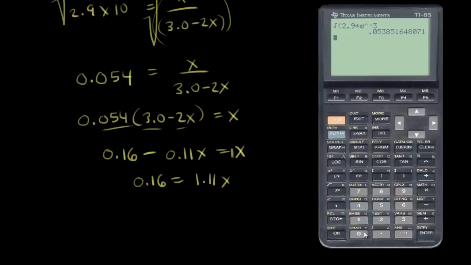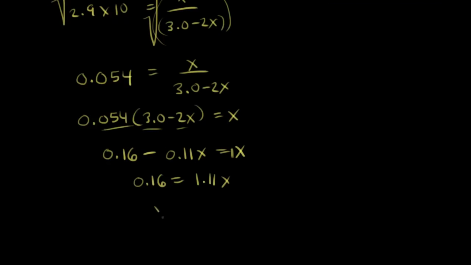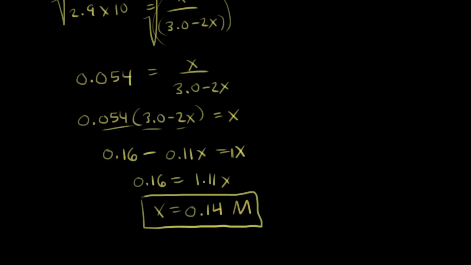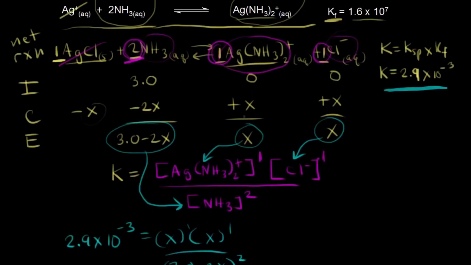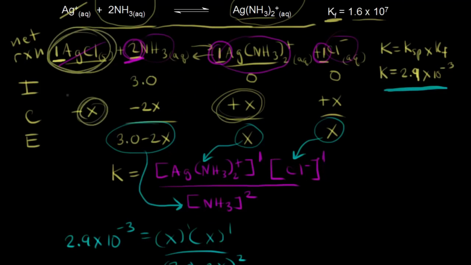All right, so we've done our math here. We have 0.16. We need to divide that by 1.11, and that is equal to 0.14. So x is equal to 0.14, which is only approximate because of all the rounding that we've done. So this is concentration, right? So this is our molar solubility. If we go back up here, x is equal to 0.14 molar. So that's our concentration of complex ion in solution at equilibrium. That's our molar solubility of silver chloride.